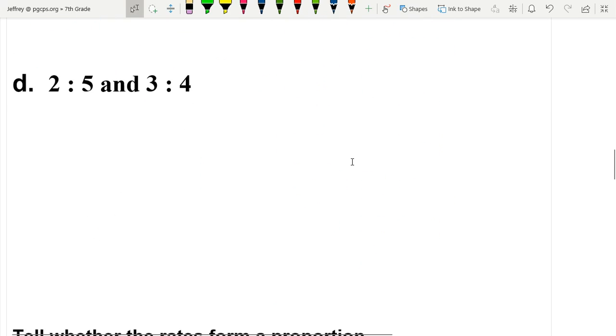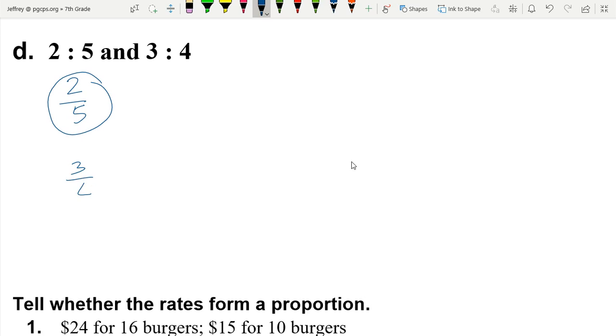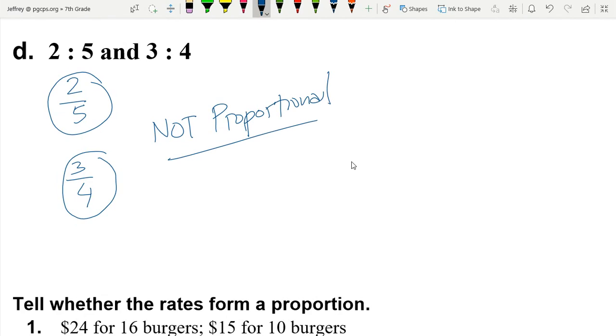Now, let's try the last problem for this subtopic. It would be 2 over 5. So we already know this is the fraction form. And we have 3 over 4. Then this, we already know this is the simplified form. So these two do not form a proportion. So they're not proportional. Even without doing cross products and just simplifying the fractions, you already know that they're not proportional. There you go. Not proportional.